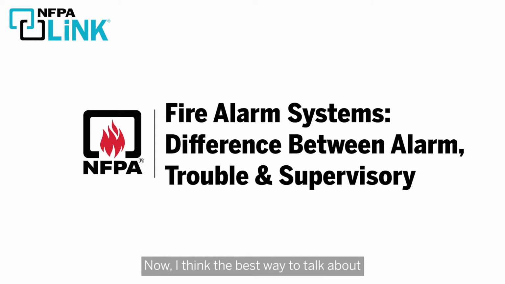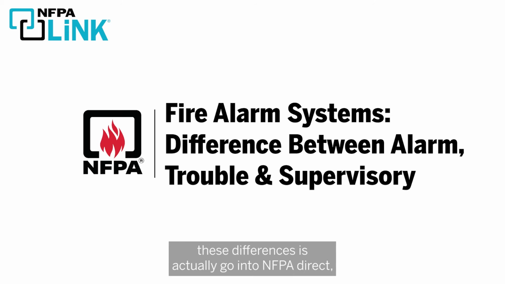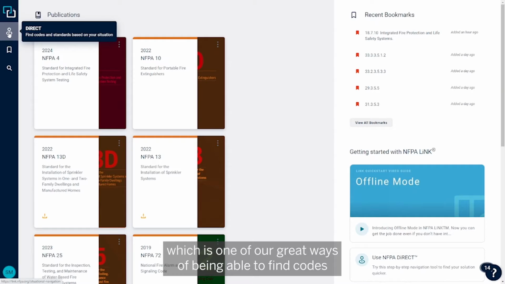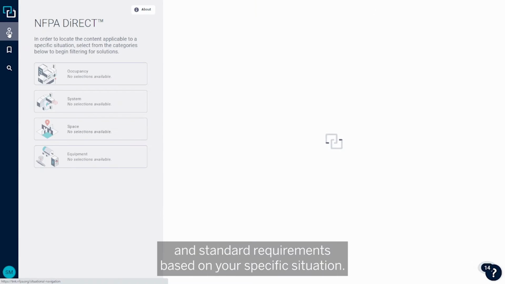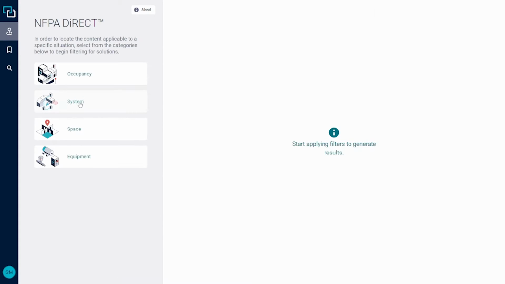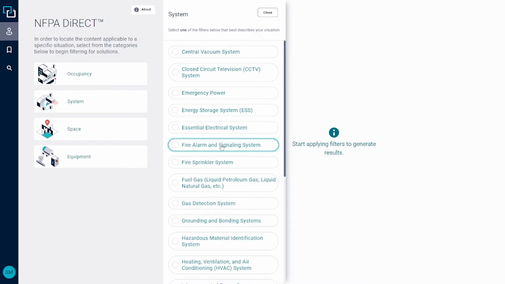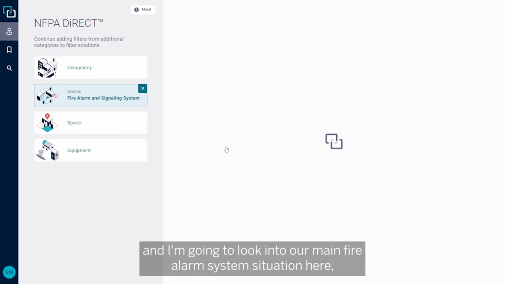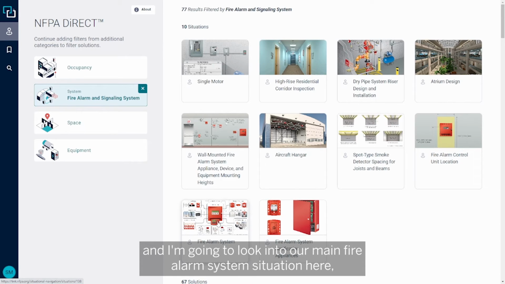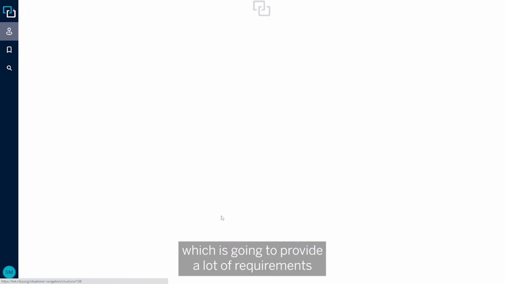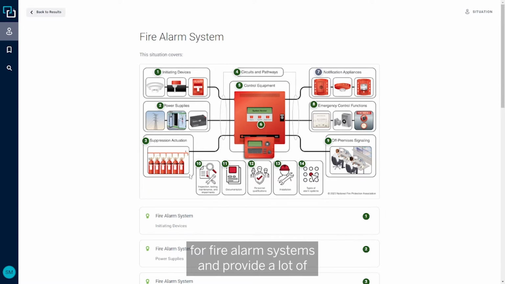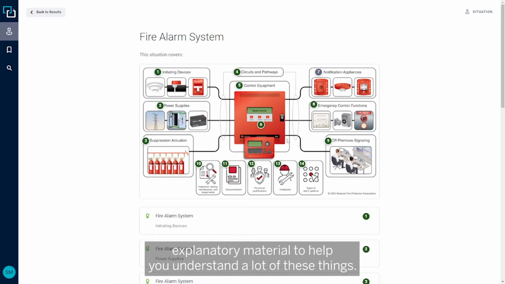Now, I think the best way to talk about these differences is to go into NFPA DiRECT, which is one of our great ways of finding codes and standard requirements based on your specific situation. We're going to go by system, fire alarm and signaling system, and I'm going to look into our main fire alarm system situation here, which provides a lot of requirements for fire alarm systems and a lot of explanatory material to help you understand these things.